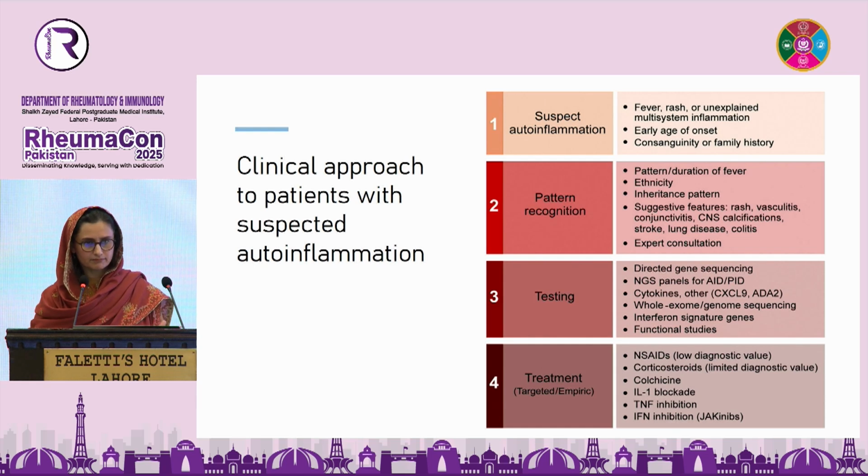This is the last slide, perhaps, and this gives a clinical approach to patients with suspected autoinflammation. So first, you need to suspect autoinflammation, and we have discussed the clues in detail previously. Then you have to recognize the pattern based on the unique characteristics that these diseases carry. Then you can go for genetic testing where available, and lastly, you have to treat them accordingly.